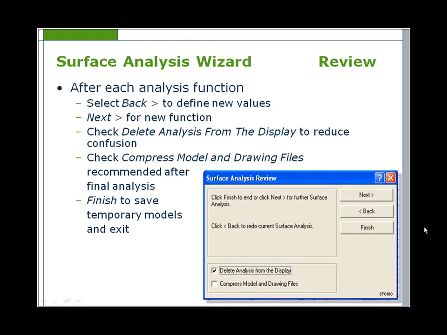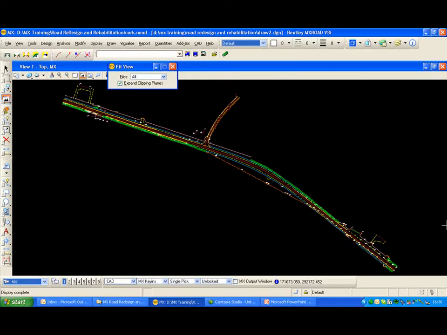When you go finish, as I said, this works on temporary models. Now MX will ask you, do you wish to save the temporary models? If you do, you have to rename the models and then exit the surface analysis option. We're now going to look at the surface analysis option.